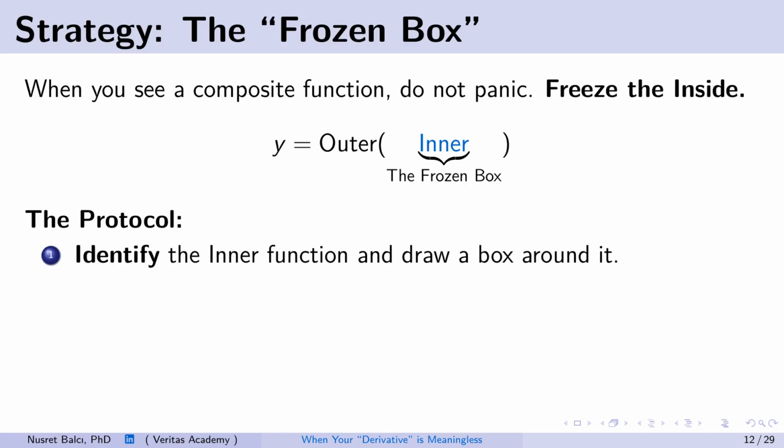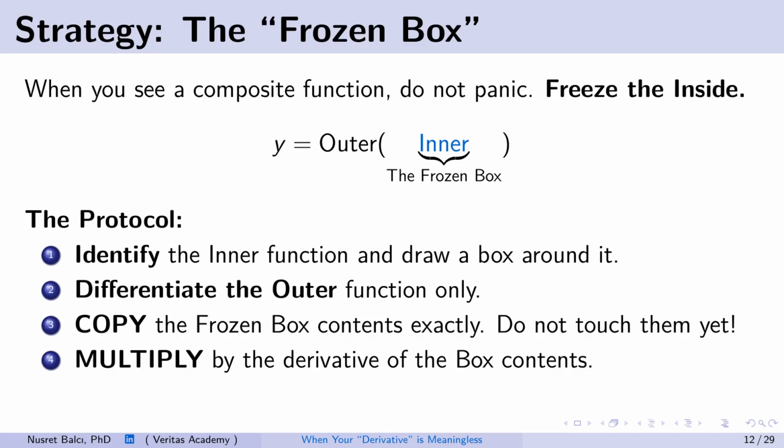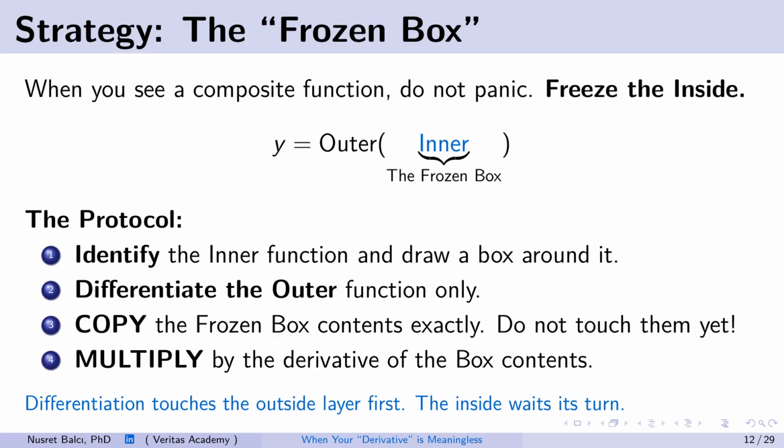Step 1. Identify the inner function and draw a physical box around it. Step 2. Differentiate the outer function only. And critically, step 3. Copy the frozen box contents exactly. Do not change them yet. Only after you have handled the outside do you multiply by the derivative of what was inside the box. This protocol protects you from algebra errors. The inside waits its turn.